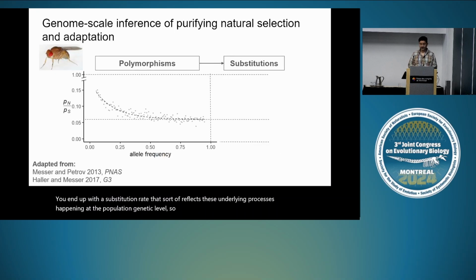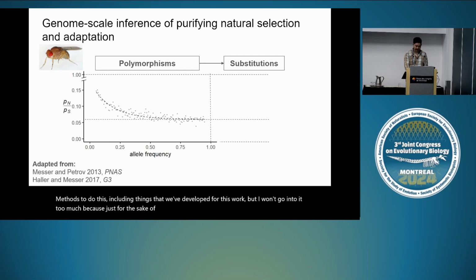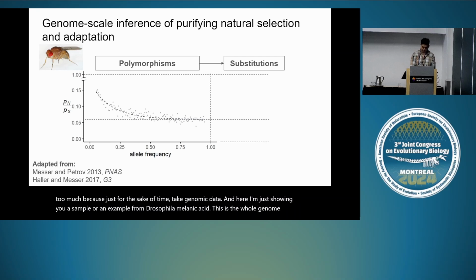So this is the way that the field has done a lot of selection inference from natural variation data for many, many years, decades. There are methods to do this, including things that we've developed for this work, but I won't go into it too much for the sake of time. You take genomic data, and here I'm just showing you an example from Drosophila melanogaster. This is the whole genome. And you fit some kind of model to this ratio of synonymous and non-synonymous variation.